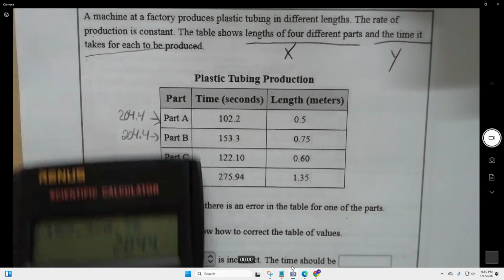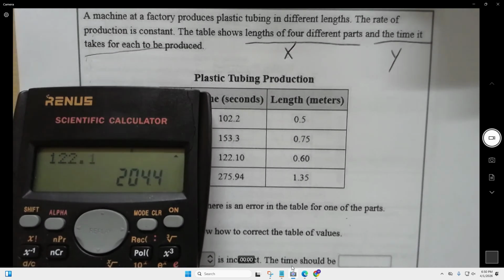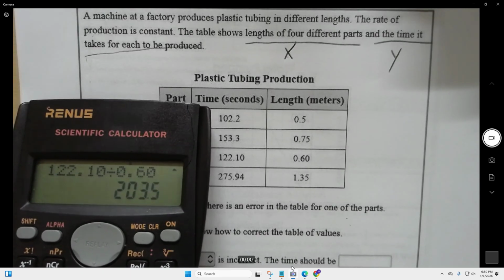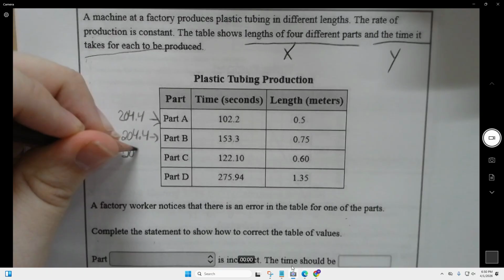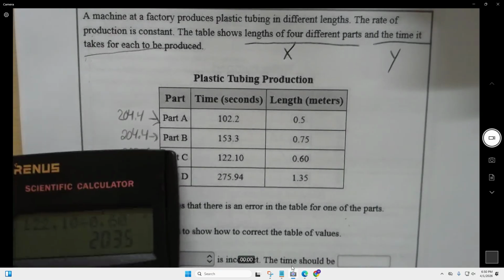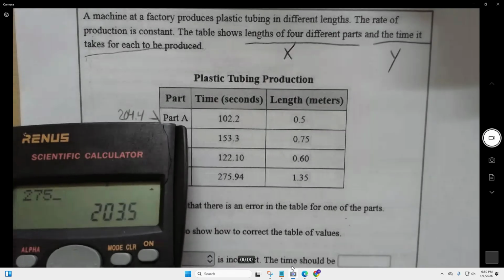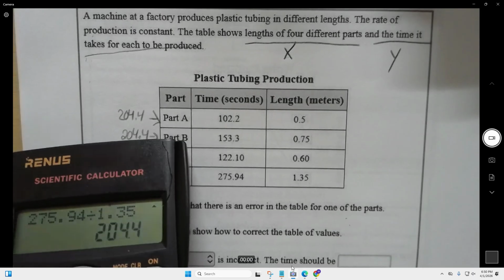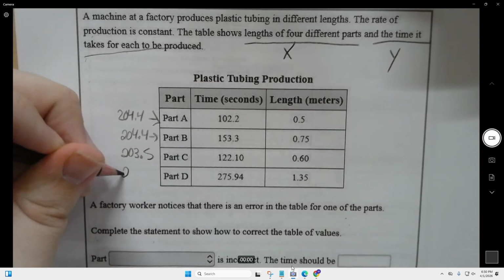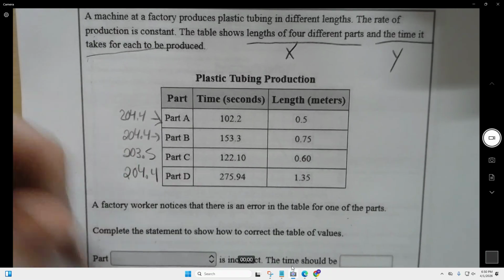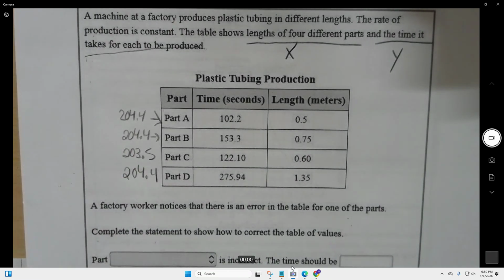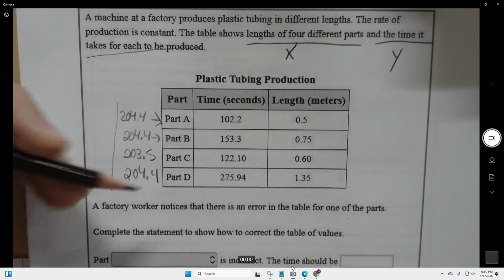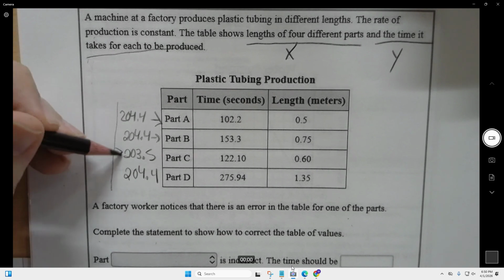122.10 divided by 0.60. 203.5. Uh-oh. And 275.94 divided by 1.35 is 204.4. Okay. So, which part is incorrect? It's part C.